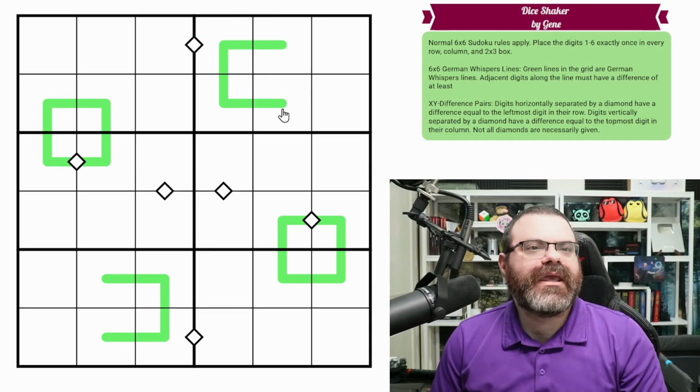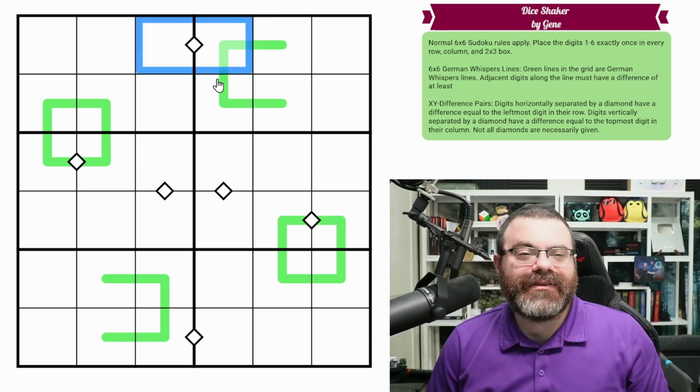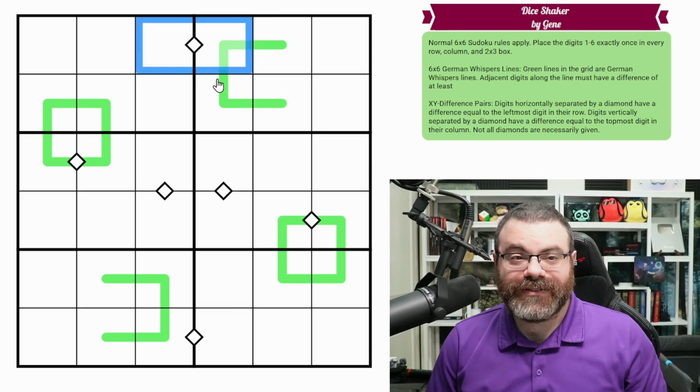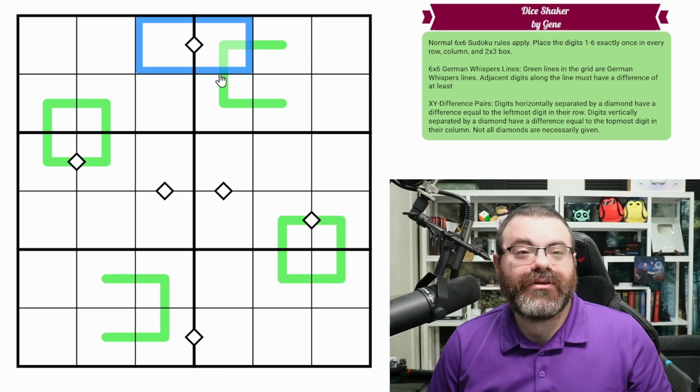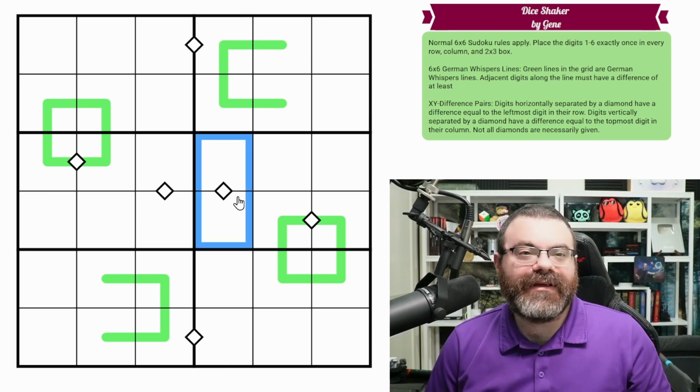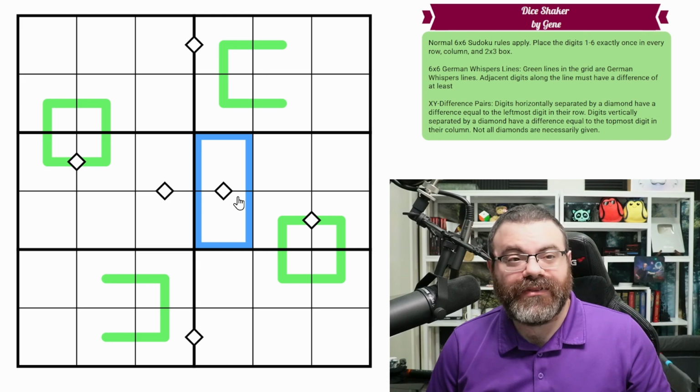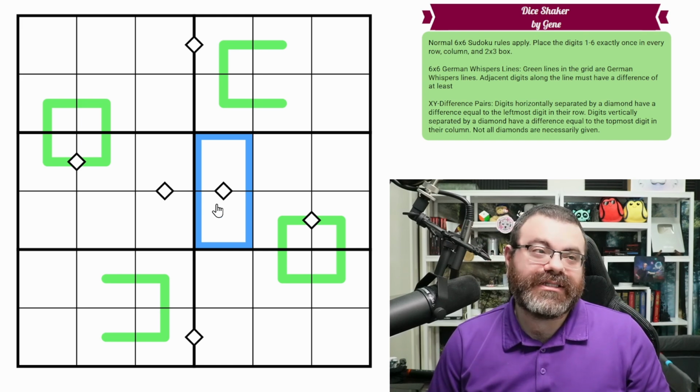That doesn't work. All right, we also have these diamonds in the grid. These are XY difference pairs. Digits horizontally separated by a diamond have a difference equal to the leftmost digit in their row. Digits vertically separated by a diamond have a difference equal to the topmost digit in their column. Not all diamonds are necessarily given.